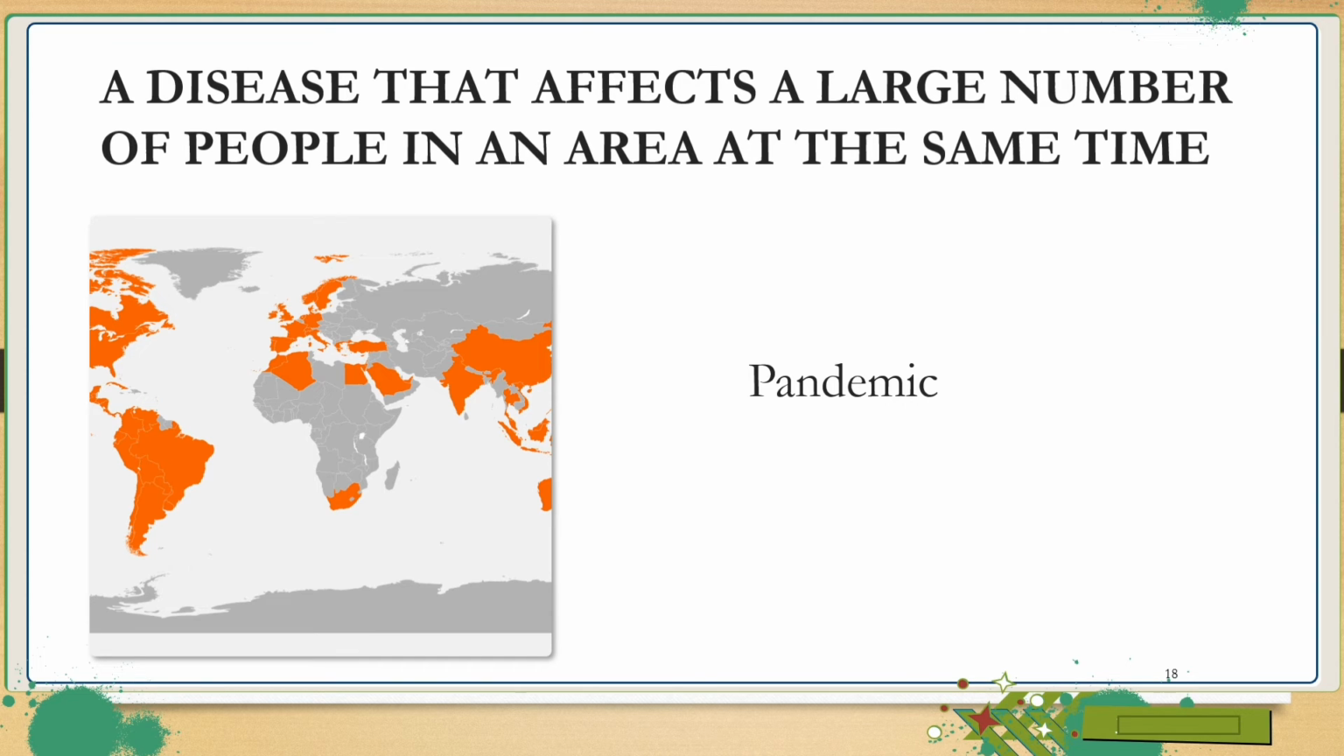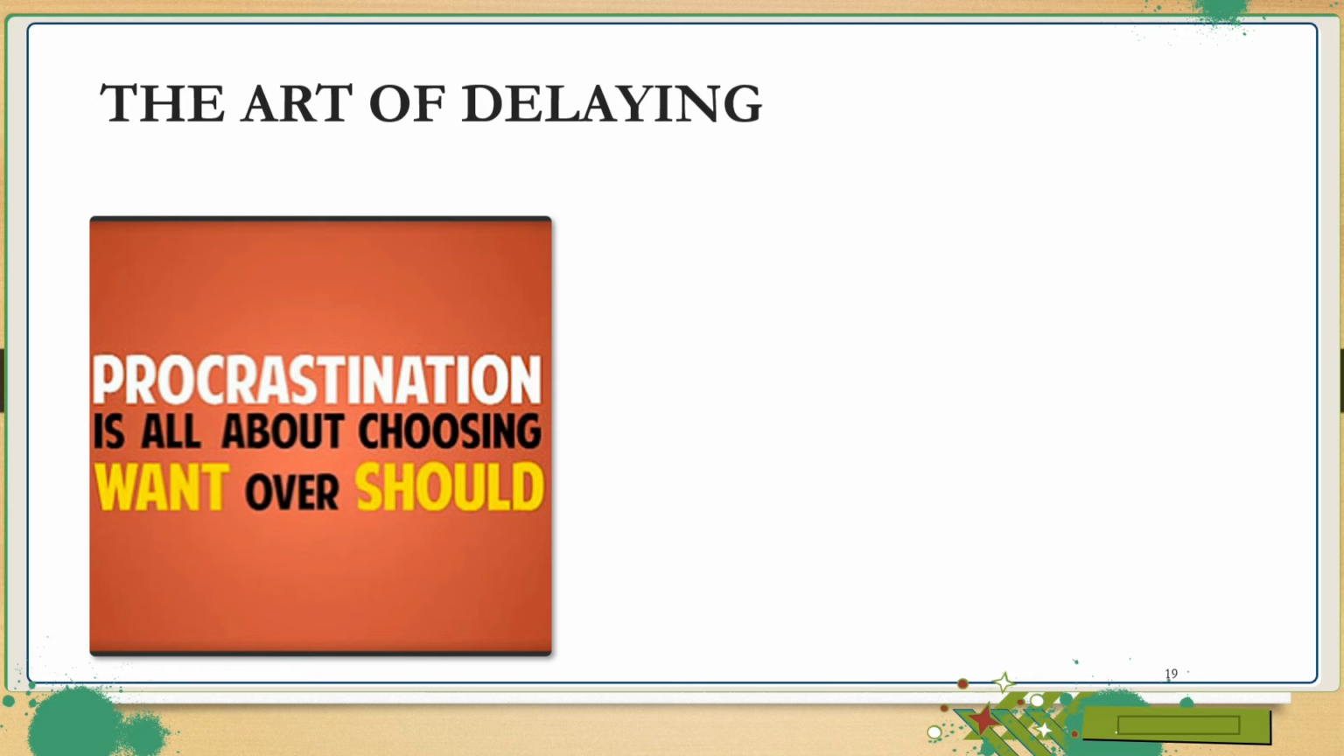So the next one is the art of delaying, the art of putting our things off into the future, the art of saying, yeah, I'll do this tomorrow. Please, I'll do this tomorrow. I'll do this a day after tomorrow. I'll do this next month, next year. So this art of delaying things into the future is known as procrastination. It's all about choosing want over should. Like a child should get up early in the morning, but he always wants to stay in bed.